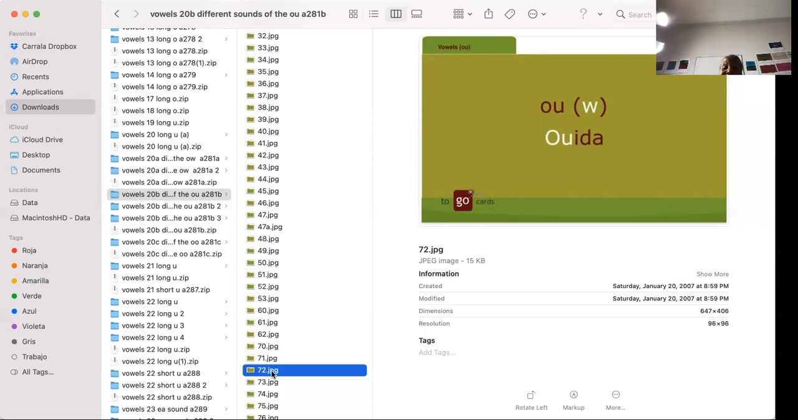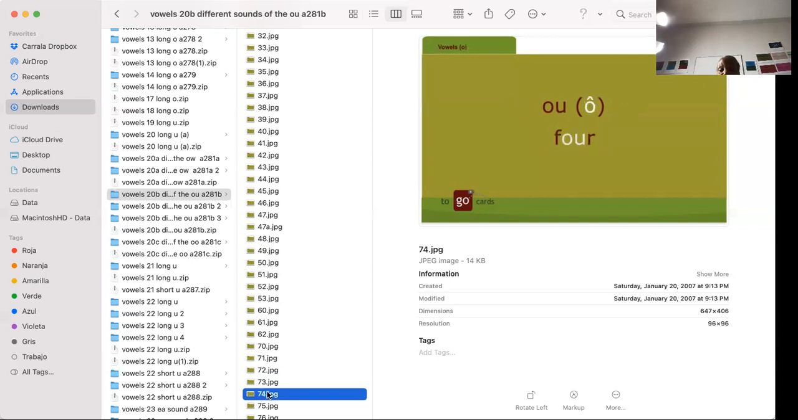Ouest, but this is the OU. So I'm not doing it so much for the pronunciation, because probably my pronunciation is off, but it's to show you that the OU can also have the wah sound. This is from French. Ouija.